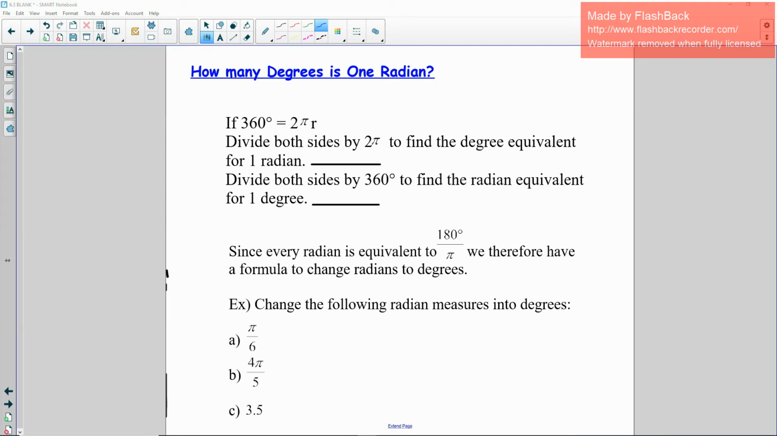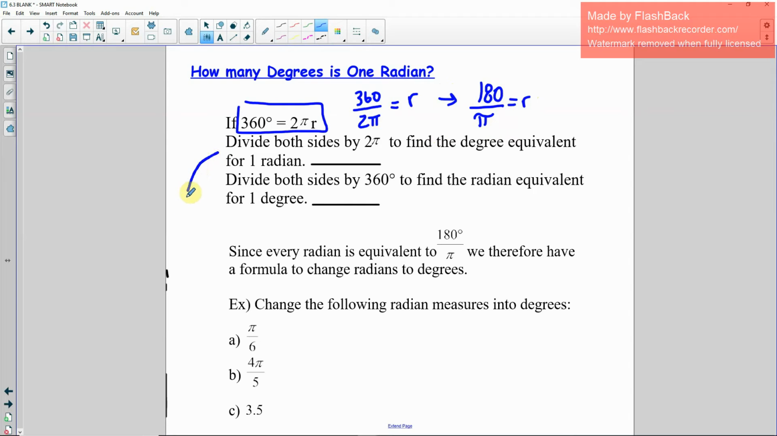Next, there are some useful formulas you can use to convert from degrees to radians and radians to degrees. Take this little formula: 360 degrees equals the circumference of a circle, 2 pi r. If you divide both sides by 2 pi, 360 degrees divided by 2 pi on this side, and on the right side, 2 pi divided by 2 pi just leaves you with r. So that would be 1 radian. We do some simplification here, and now we know that 1 radian is equivalent to that many degrees. So we have a way to convert.